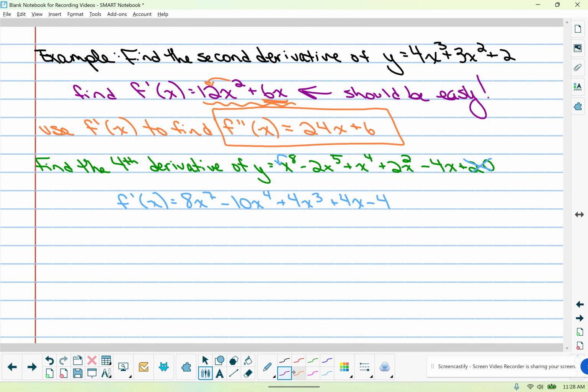Okay, so now I'm going to take f double prime. How many of these do I have? So 1, 2, 3. Okay, I can spread these out a little bit. F double prime of x. I'm going to use this one right here to do my next one. So I'm going to multiply these together, drop another power. So 56x to the sixth minus 40x to the third plus 12x squared plus 4.